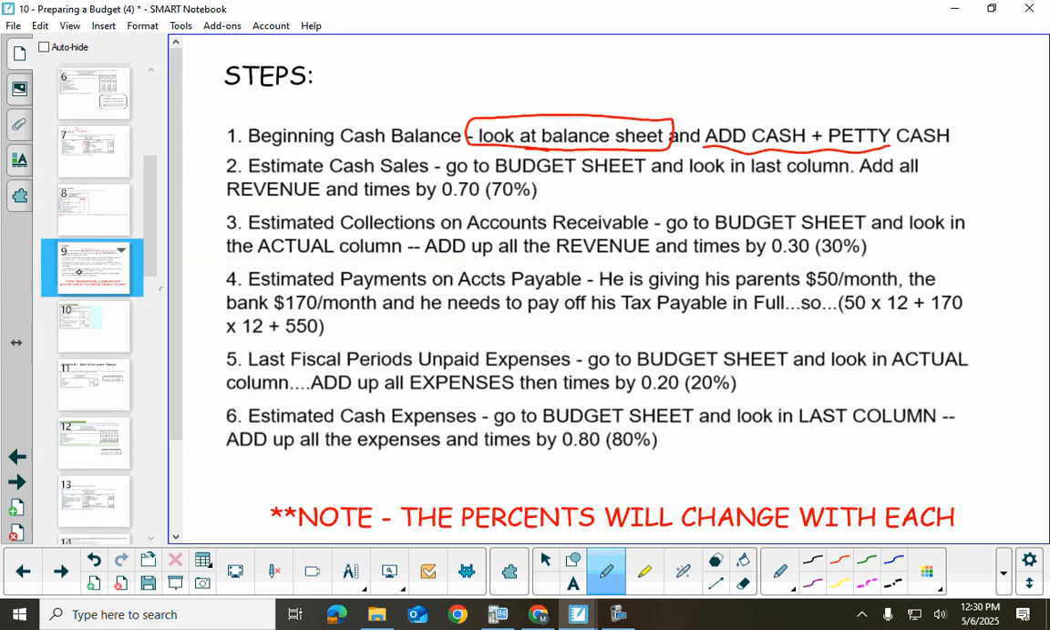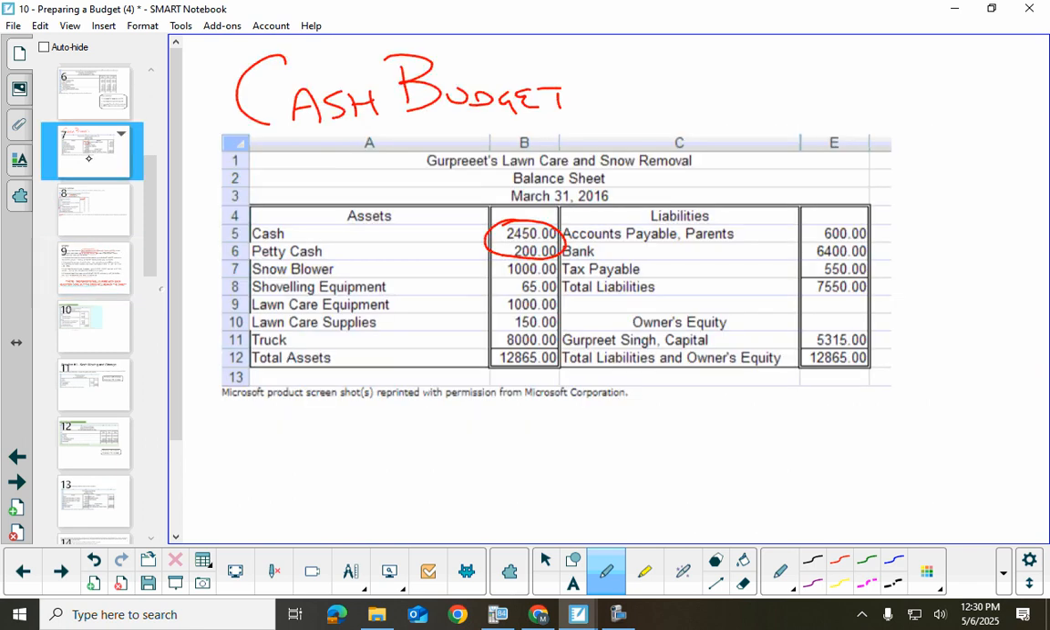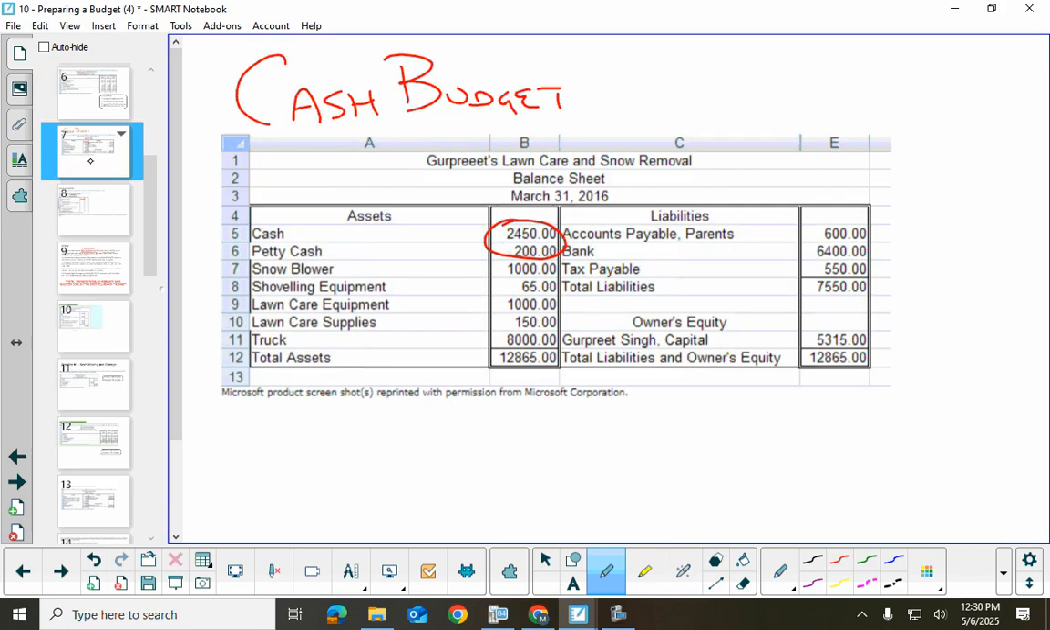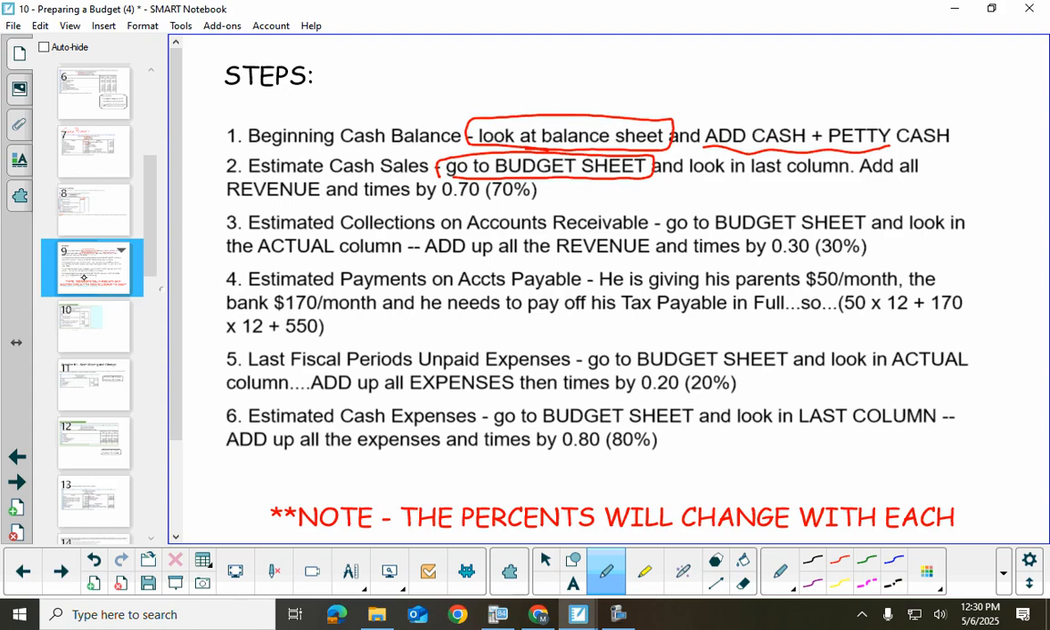Now, second thing, we're going to do our estimated cash sales. So we're going to go to the budget sheet. So the balance sheet and the budget sheet are different. This is the balance sheet. This is the budget sheet, right? This is the budget. This is the balance. Okay? So we're going to go to the budget sheet. We're going to look in the last column.